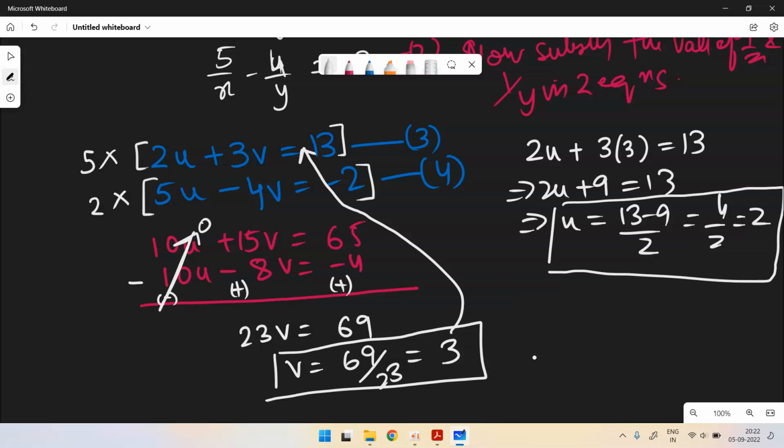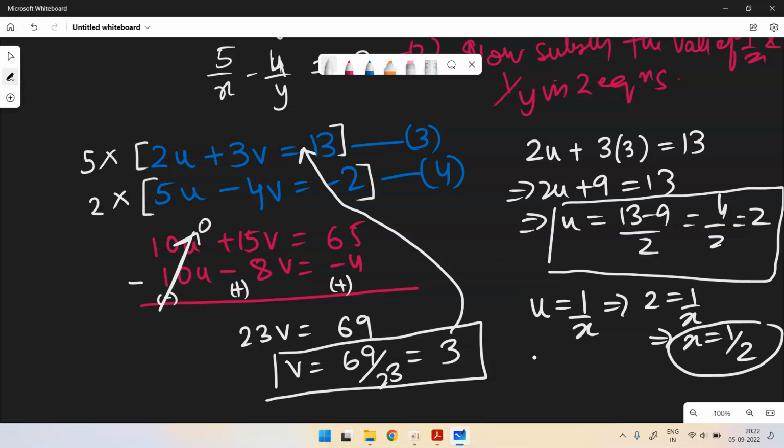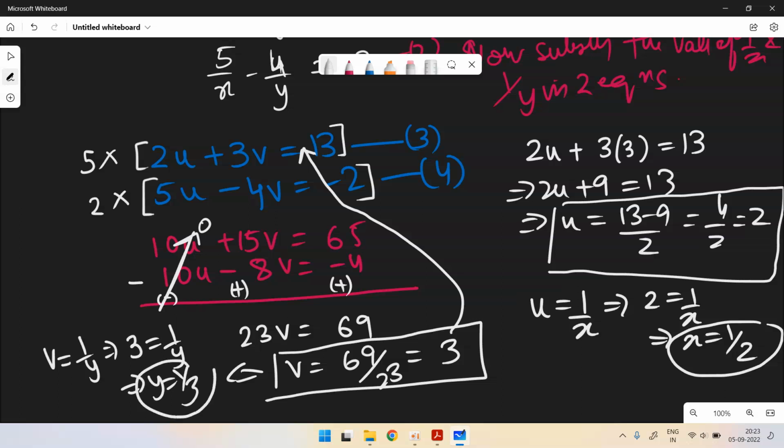But in the question it is asked that you need to find the values of x and y. So you have taken u as 1 by x, which implies that 2 equal to 1 by x, which implies that x equal to 1 by 2. And from v, you know that v equals 1 by y. The value of v is 3 equal to 1 by y, which implies that y equal to 1 by 3. Y equal to 1 by 3.